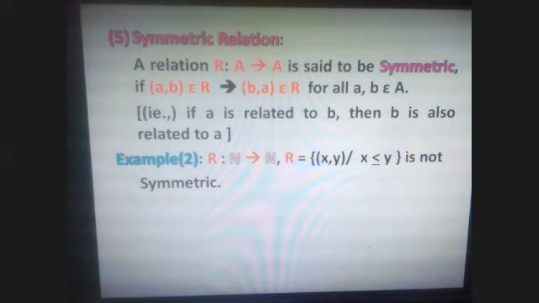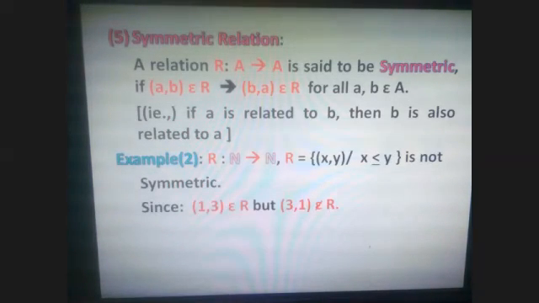But if we take R from N to N, R equal to the set of (x, y) where x is less than or equal to y, it is not symmetric. Because you may have (1,3) as a member of R because 1 is less than or equal to 3, whereas (3,1) is not a member of R. So this relation is not symmetric. You can easily observe x less than or equal to y is reflexive because (x, x) will be a member of R.